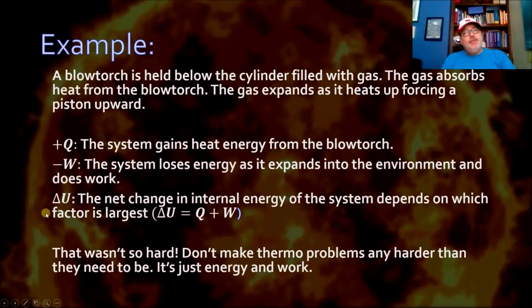And then what happens to the internal energy of the gas trapped in the cylinder? Well, it depends on which one's bigger. Did we add more heat than energy we lost due to the gas doing work, or vice versa, or are they the same? It's possible that the temperature or internal energy of the gas could stay the same. So don't make it hard. It's just energy and energy idea.